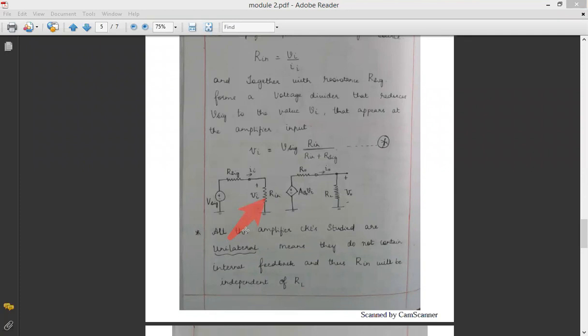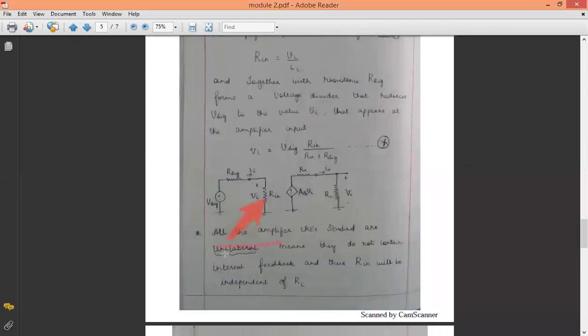What do we call these amplifiers? We call this amplifier a unilateral amplifier.